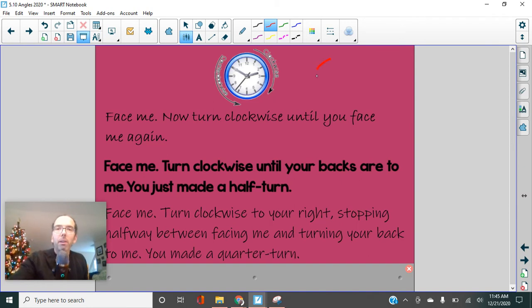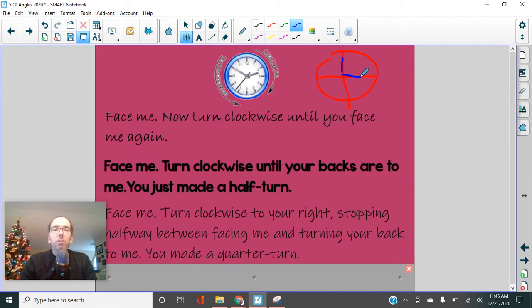So if you think about it, why is it a quarter turn? Well, quarters are fourths, and you faced this way, and then you ended up facing that way, right? You made a 90-degree turn, which is the same thing as a 90-degree angle. See how it all fits together, right? So we've got those different turns. All right, let's practice them again.